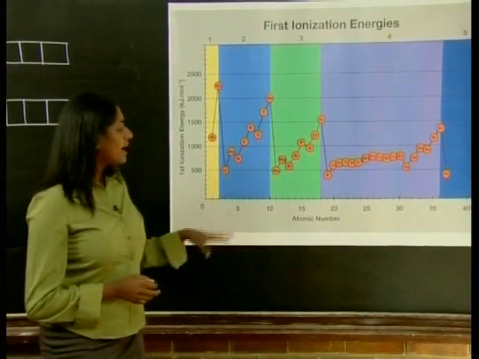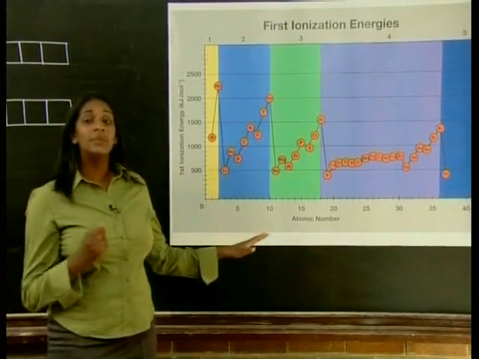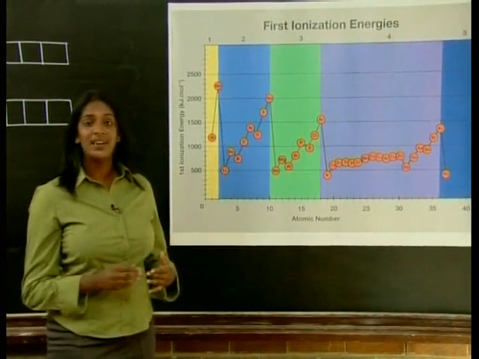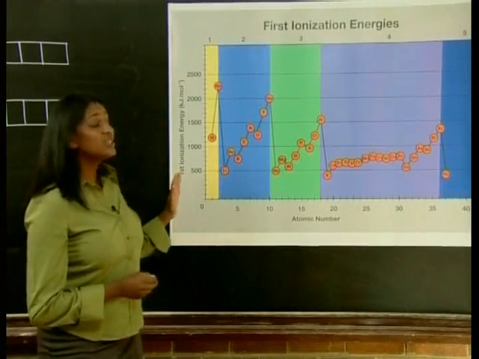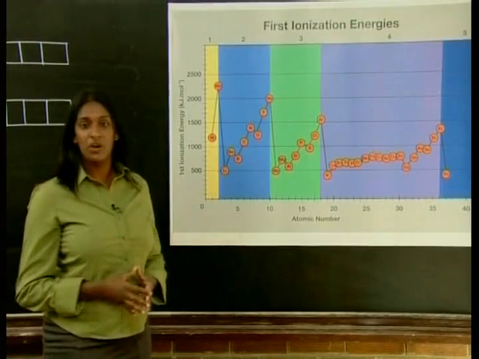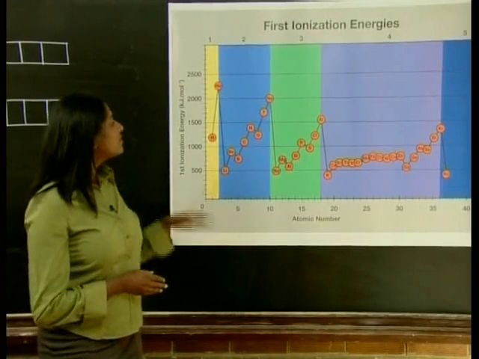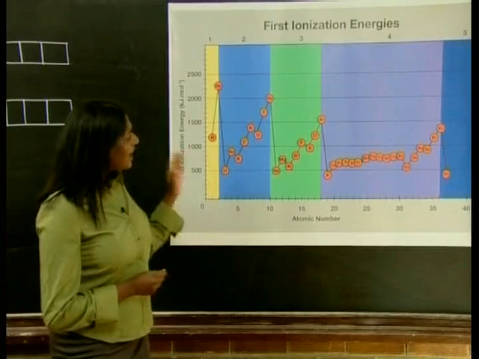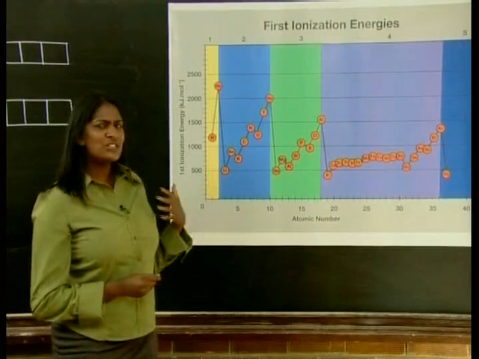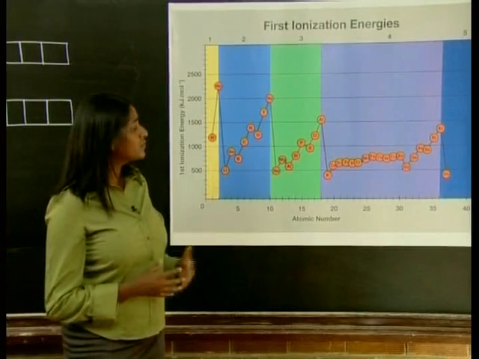In this graph, our atomic number is the independent variable and so is placed on the horizontal axis. The first ionization energy is the dependent variable and so is placed on the vertical axis. Now, take a careful look at the line graph of this data. Do you notice any patterns in this graph?